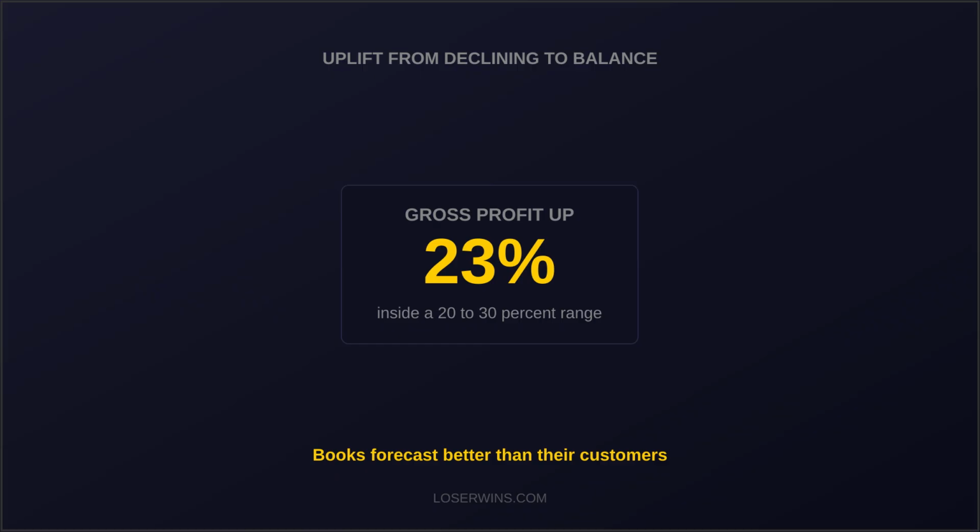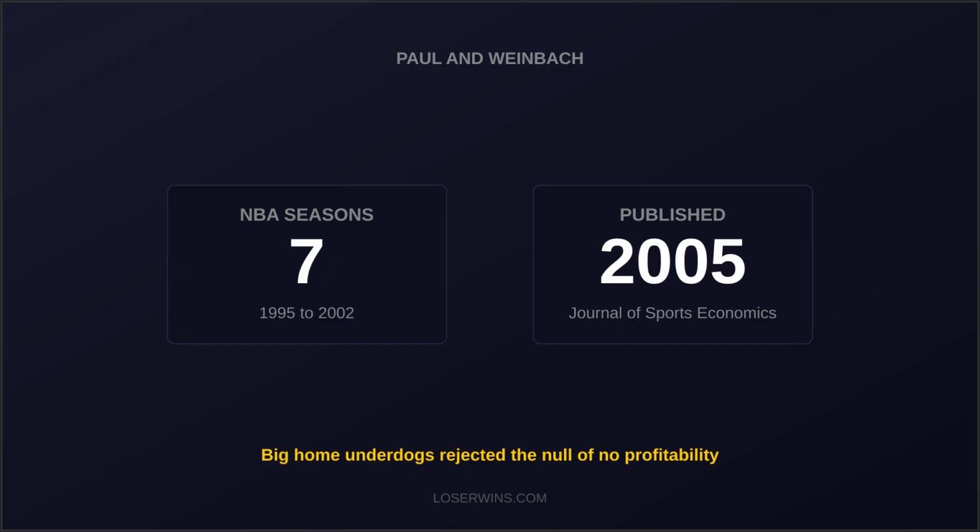Books forecast better than their customers, so taking a side pays them. Next, basketball and the big favorite. Basketball carries the cleanest single result anywhere in this literature. Paul and Weinbach examined 7 NBA seasons, 1995 through 2002, in the Journal of Sports Economics.